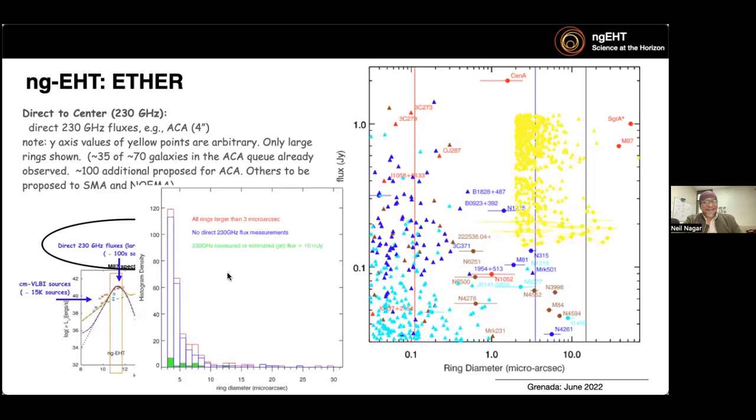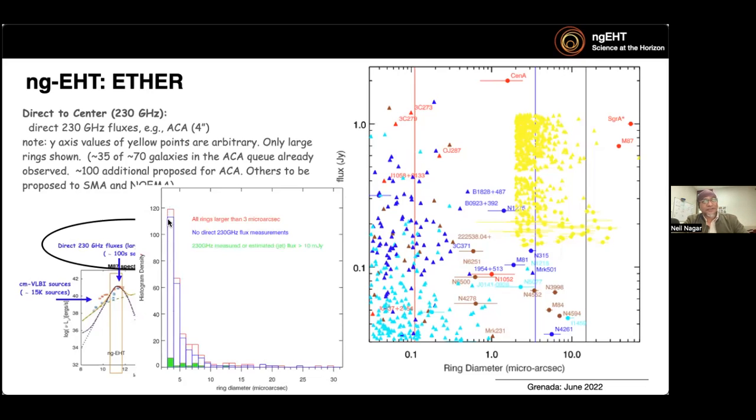So far, it's not very nice in the sense of here's these same yellow sources, but plotted as a histogram. These are their ring sizes and their numbers. The overall red curve is all of them. The green filled histogram is how many of these have estimated or measured 230 gigahertz fluxes greater than 10 millijanskys. And you see they're just very, very few. And 10 is also pushing the limit for any kind of ngEHT.